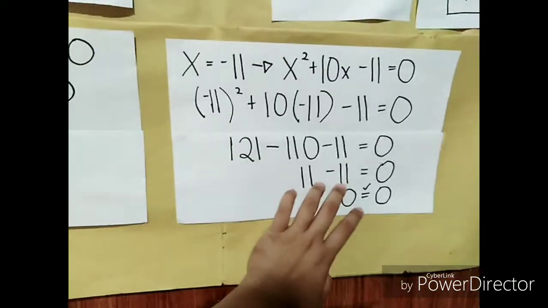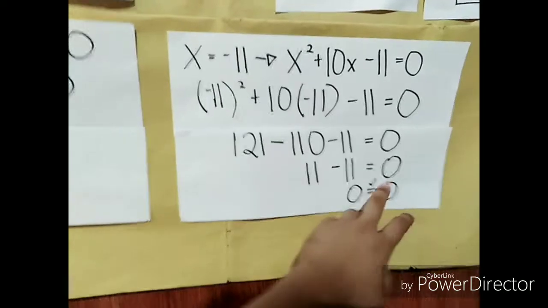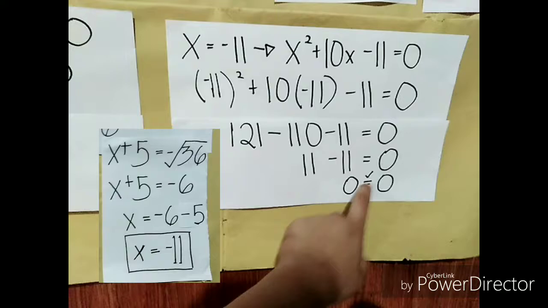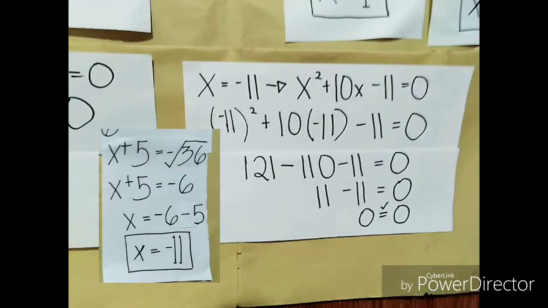So 11 minus 11 equals 0. 0 equals 0. So the answer is check.